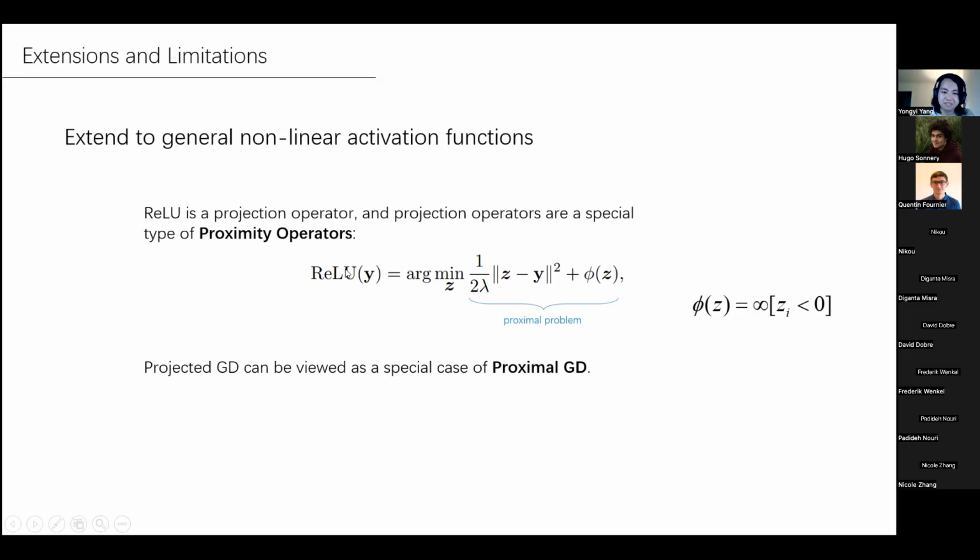So basically, the ReLU function can be written as this. Every function that can be written in this form is a proximity operator of this phi function, which is the penalty term of z. And for ReLU, this phi function has a specific value. And for projected gradient descent, there is also a generalized version, proximal gradient descent. In each step, you do a gradient descent and then apply a proximity operator on the representation, and it will still guarantee convergence.